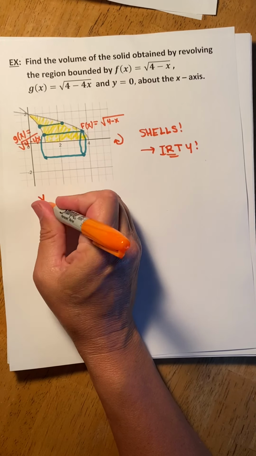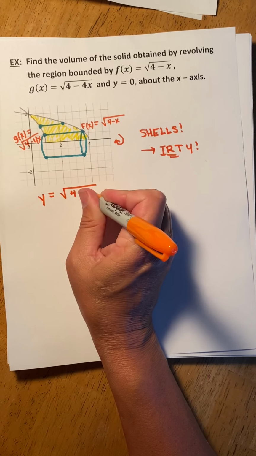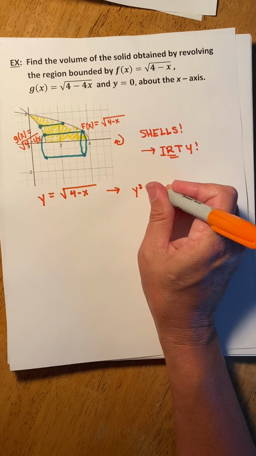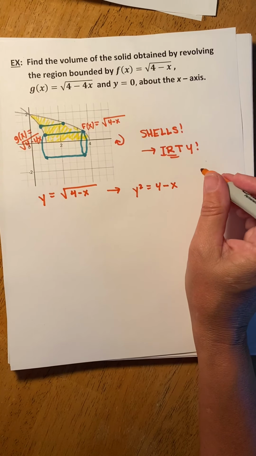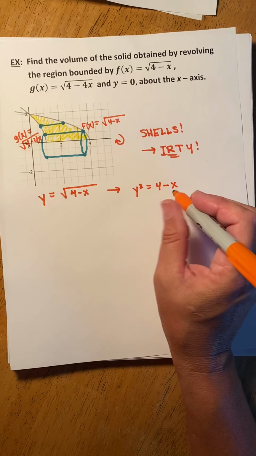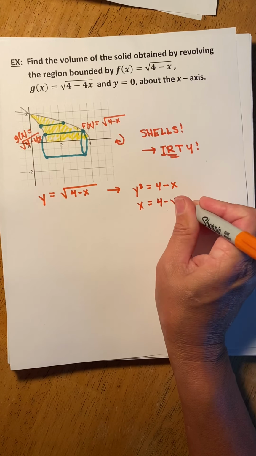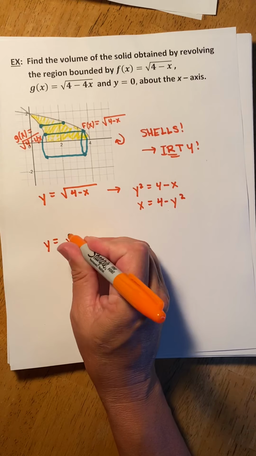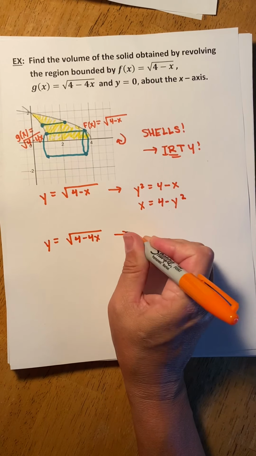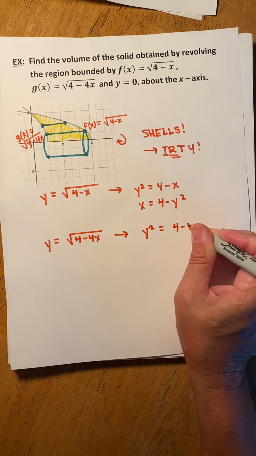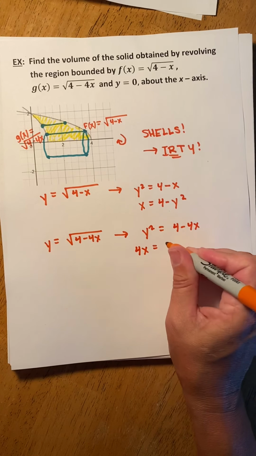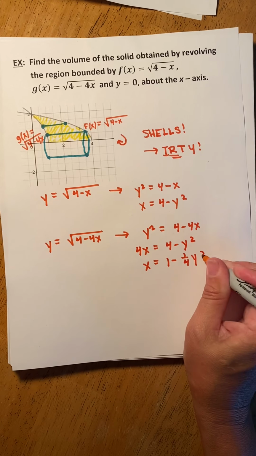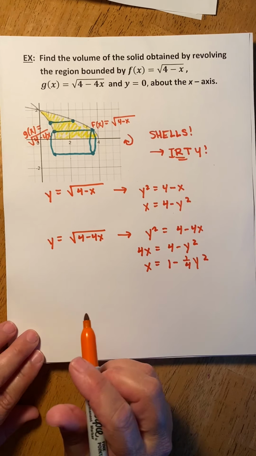So we have to take this curve, y equals the square root of 4 minus x. We have to solve it for x to get x in terms of y. So this is y squared equals 4 minus x. I'm going to add x and I'm going to subtract y squared. So x is equal to 4 minus y squared, right? And then if I look at y equals the square root of 4 minus 4x, then y squared equals 4 minus 4x, or 4x equals 4 minus y squared. Divide by 4, x equals 1 minus 1/4 y squared. Right, so now I'm going to set this up.